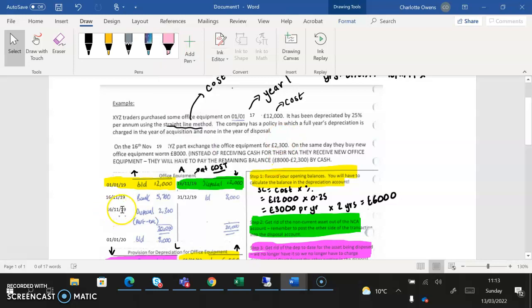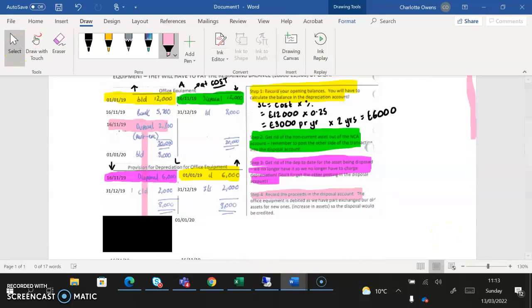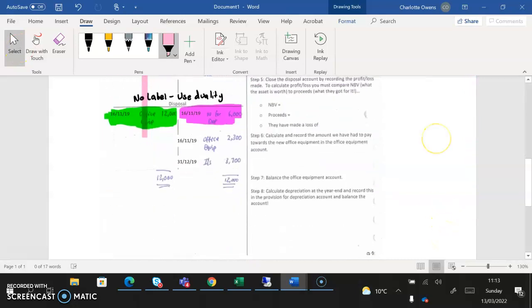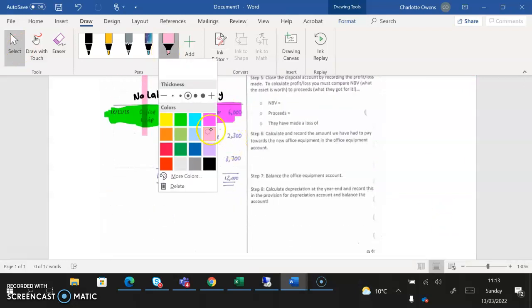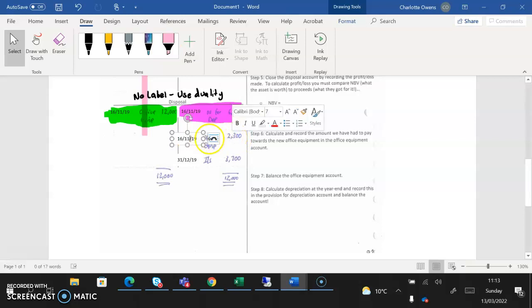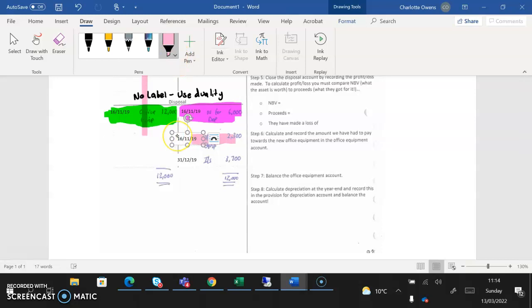So I am going to show here that we have gained £2,300 worth of non-current assets. I know in total it's worth £8,000, but I'll go back and deal with the remaining balance a little bit later on. But in terms of the disposal, we have gained £2,300 worth of non-current assets, so I am going to credit it in my disposal account, because I've debited it in non-current assets.